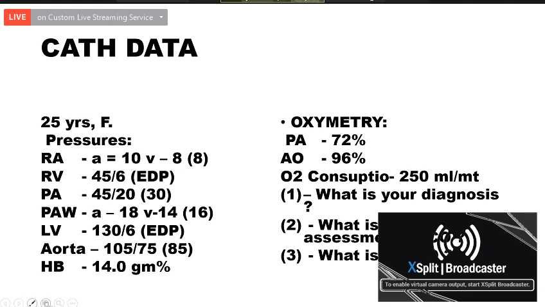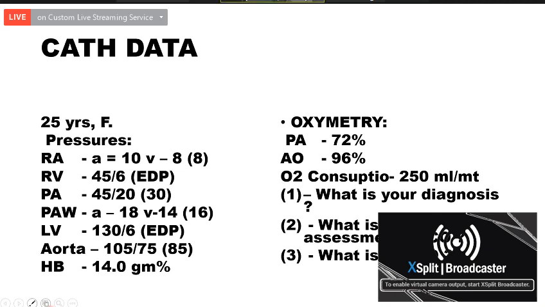Okay, right. So there is an RA to RV gradient of around 4 millimeters of mercury. Yes, sir. And PA pressures are 45 systolic, with mean of 30. So mean pressures are elevated. There is no RV to PA gradient. Very good. And pulmonary artery wedge pressure is 16 millimeters of mercury. Normal, sir.